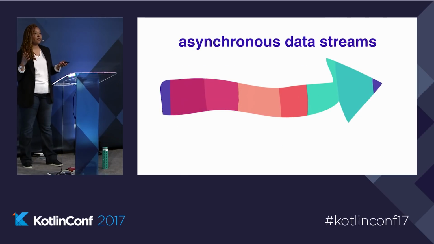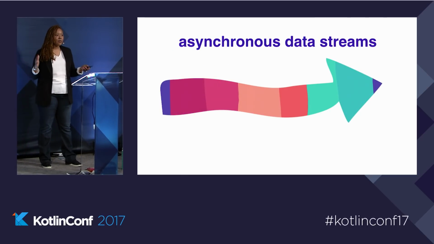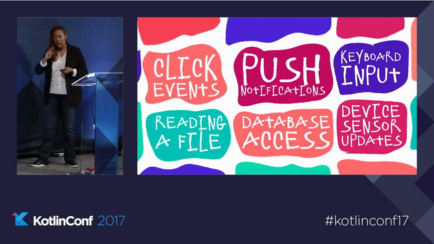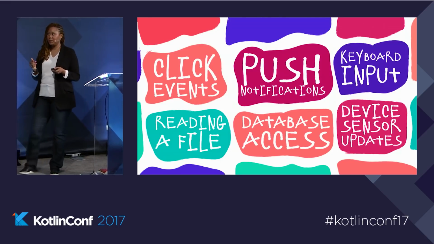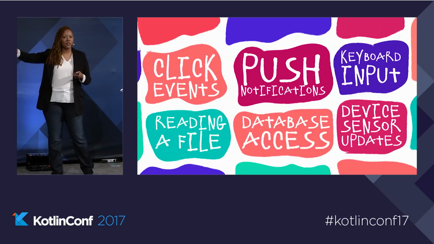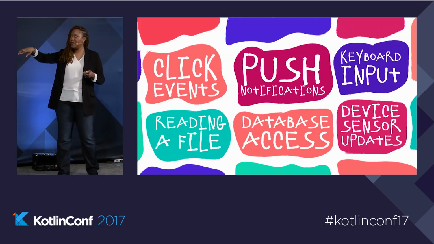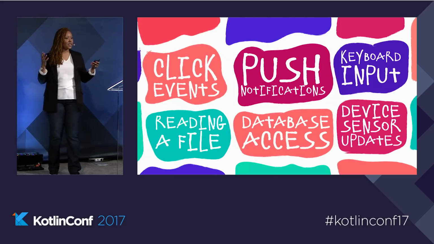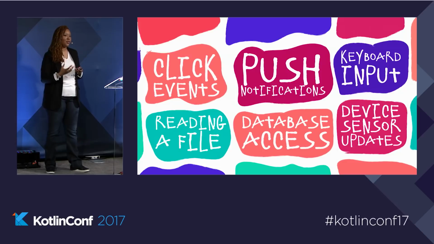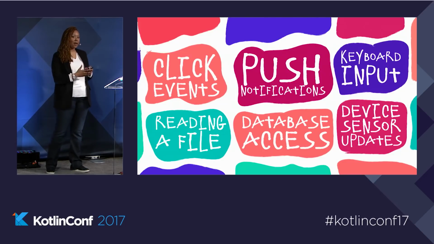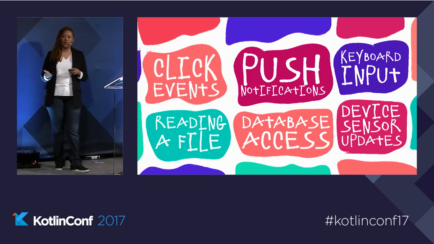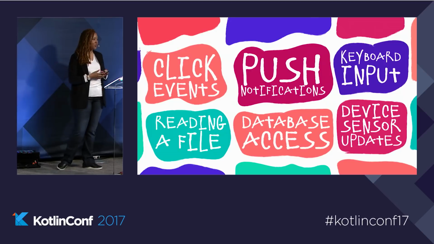So what is RxJava all about, really? It's all about programming with asynchronous data streams. Now, what do we mean by that, asynchronous data streams? Well, here are a few examples of that. So we could say things like click events, push notifications, database access, device sensor updates. All of these things can be considered asynchronous data streams because they happen at any particular time and somewhat outside of the normal flow of your program's execution.